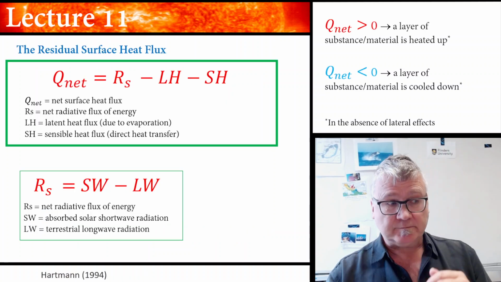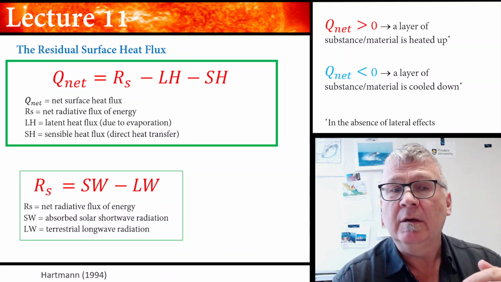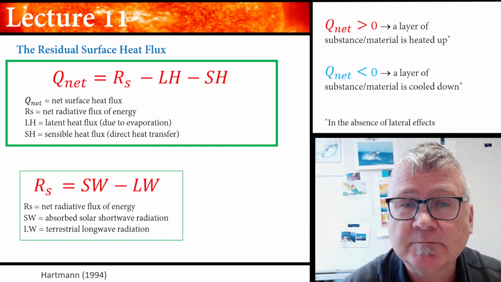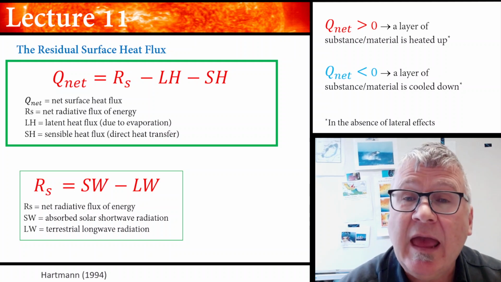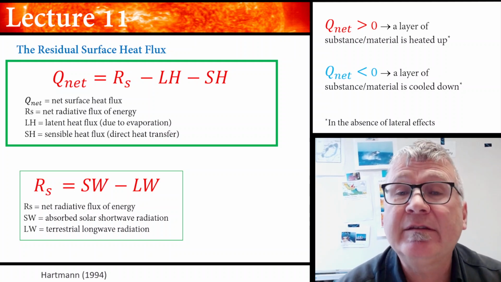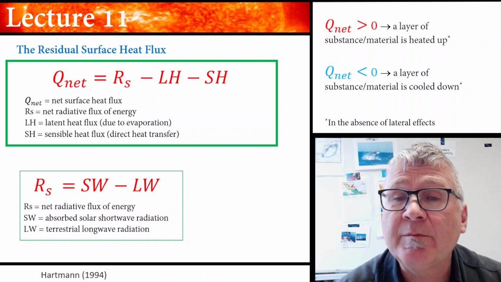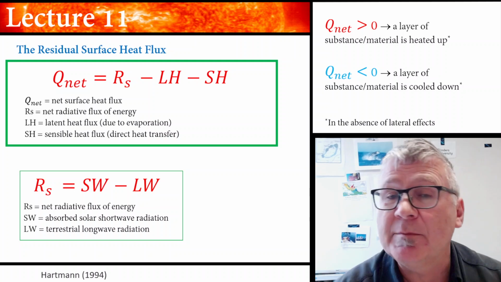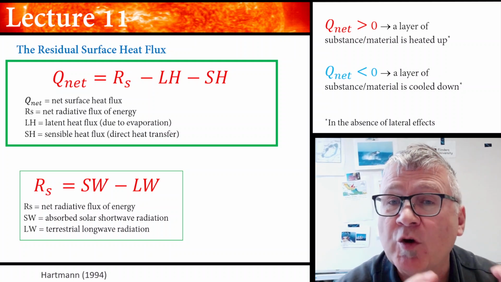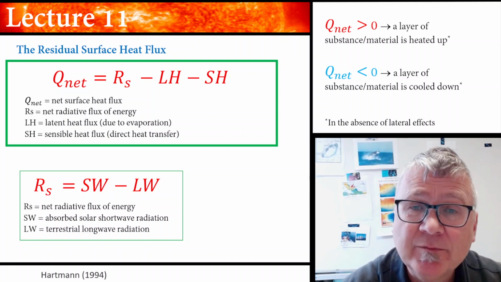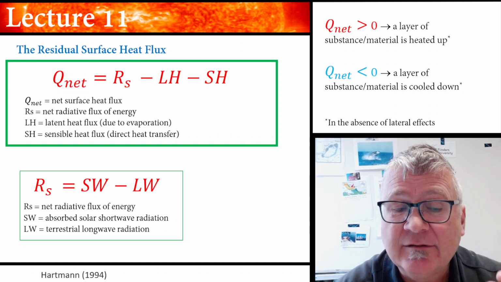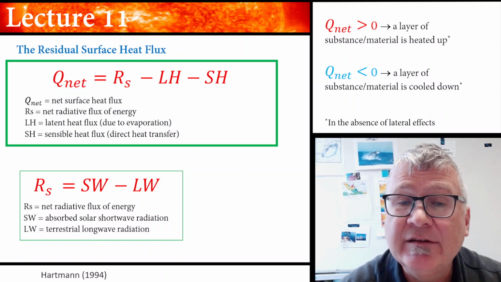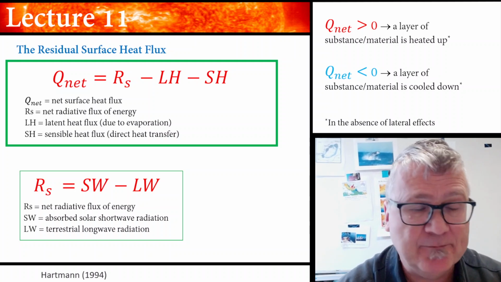Here we go. This is the residual surface heat flux. And the naming is a little bit different compared to what we had before. The reason why these symbols are different is that I want to show you a table and a figure taken from the Hartmann book, and Hartmann uses these definitions and these names.